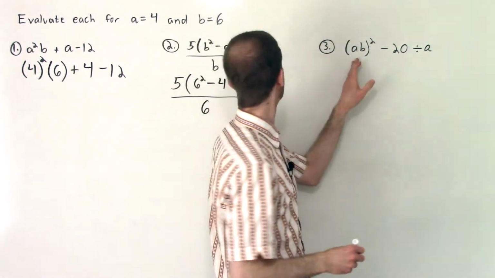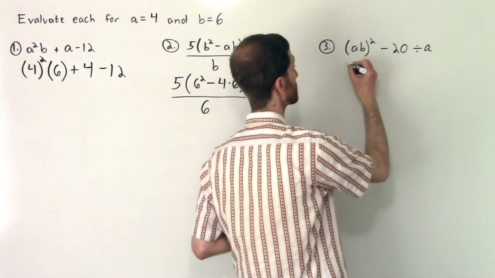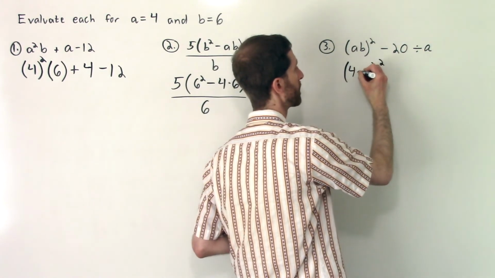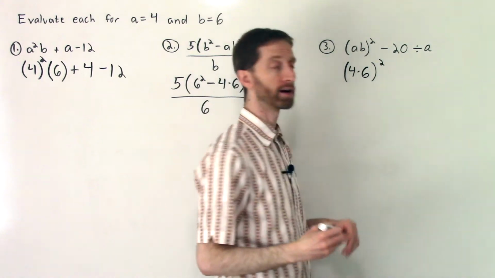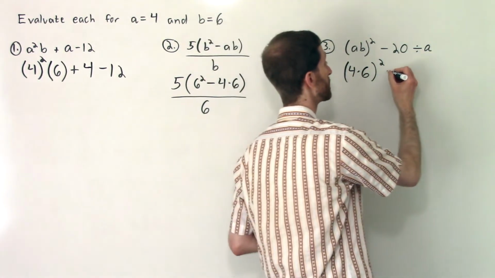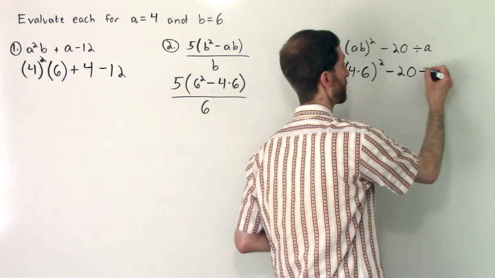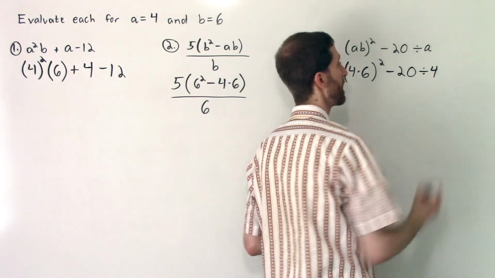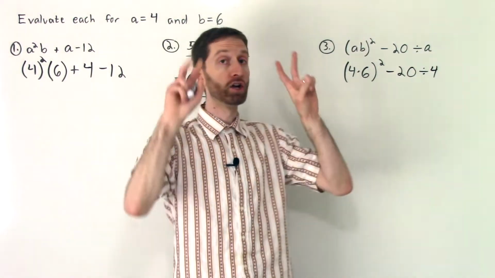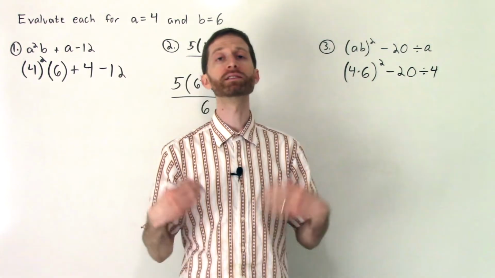We're going to, again, input a equals 4, b equals 6. We have parentheses. Everything is squared. A is 4 times b is 6. When two letters, or variables, are right next to each other, you're multiplying them. Minus 20 divided by 4. So these problems now have become nothing short of order of operations problems. The new part, or that added layer, is evaluation.